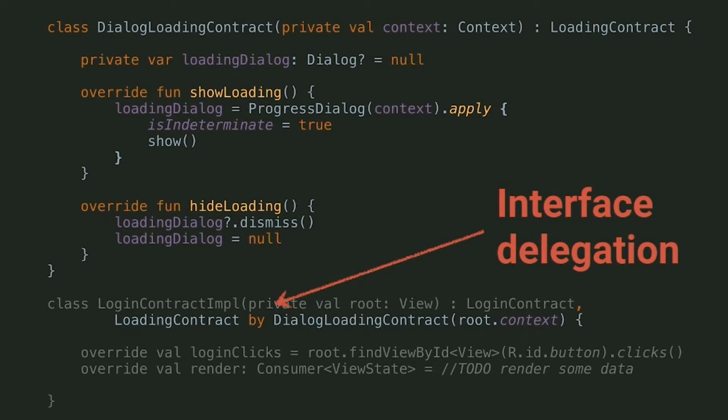Now we have our login contract implementation that only contains login-related stuff, and the loading contract implementation with the dialog contains only loading stuff.